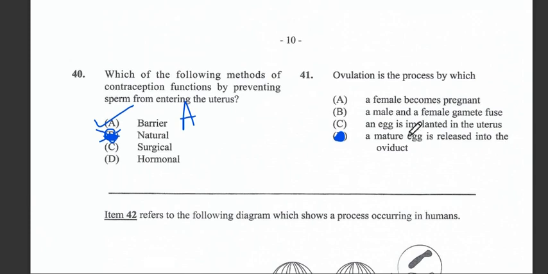So number 41, we're talking about ovulation. Ovulation is a process by which a mature egg is released into the oviduct. So the best answer here for number 41 is D.